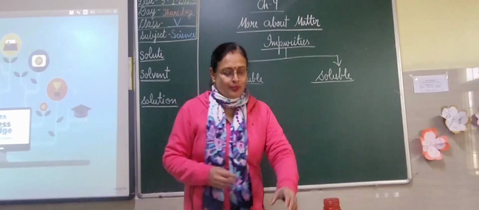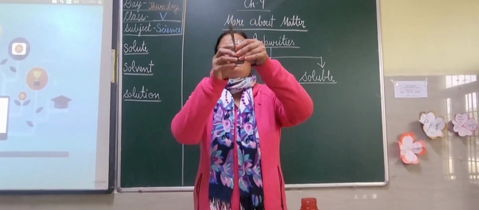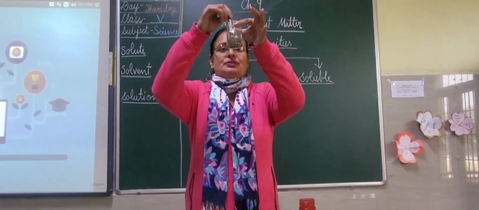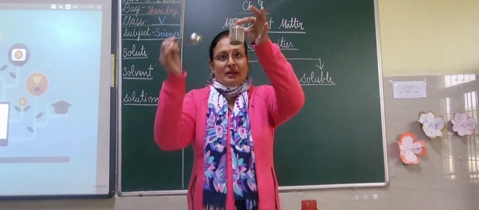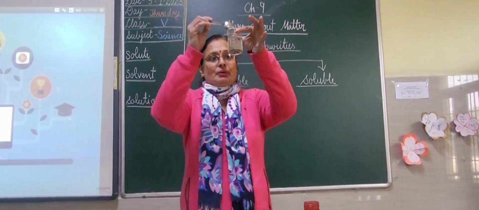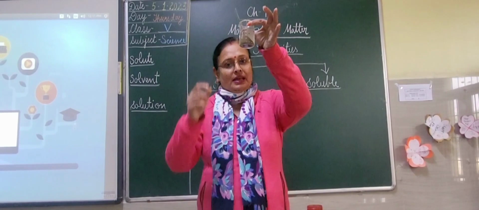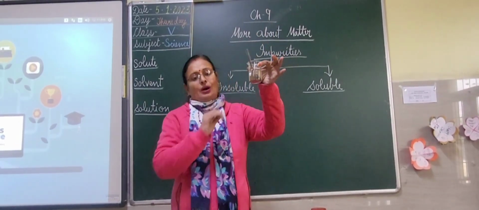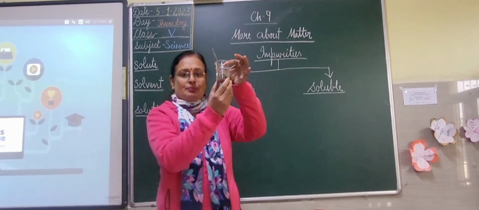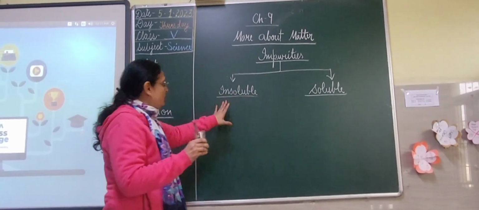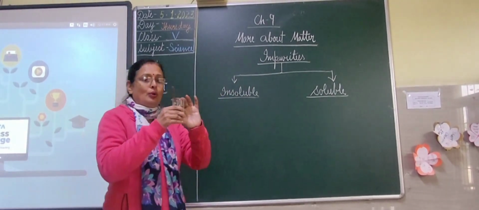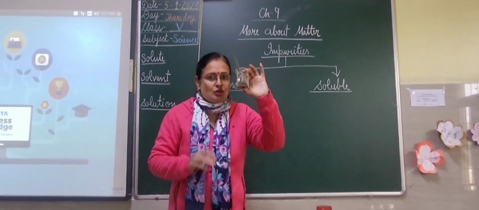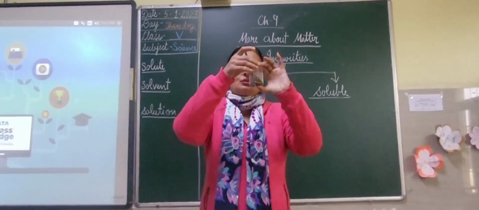As I have told you in our previous video, we have made this type of suspension, and when it is mixed you can see some impurities are present in this water. These are the impurities which we can see through our naked eyes, and these impurities are known as insoluble impurities. Now how we can remove these insoluble impurities from this solvent?